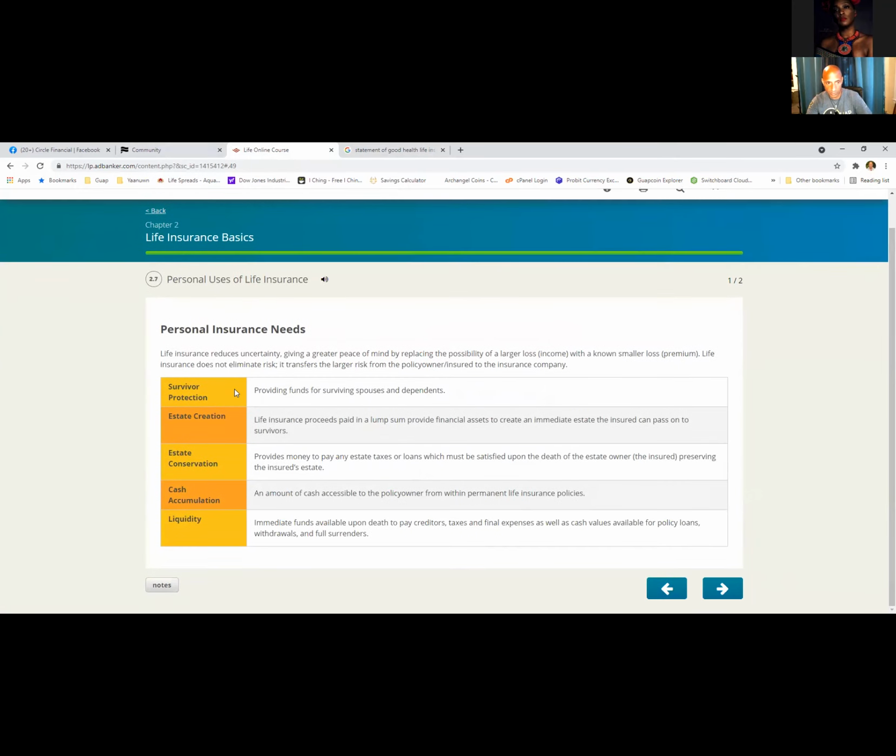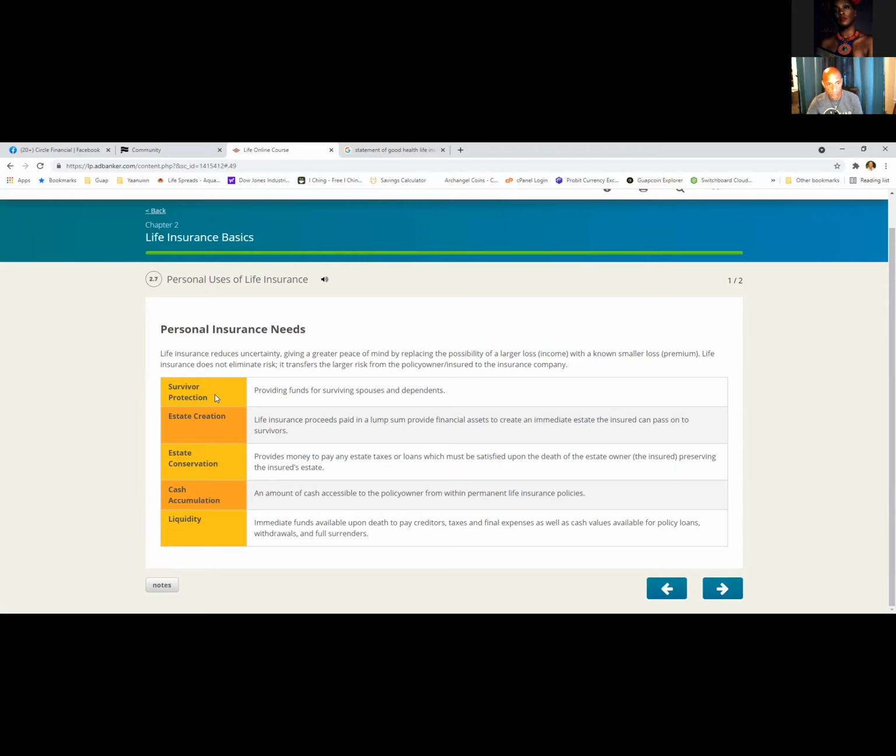Personal insurance needs: survivor protection, estate creation, estate conversion, cash accumulation, and liquidity. So estate conversion means providing money to pay estate taxes or loans which must be satisfied upon the death of the estate owner, the insured, preserving the insurance estate. This is actually worth going through.